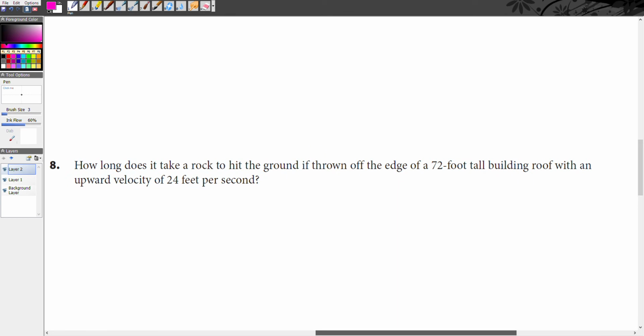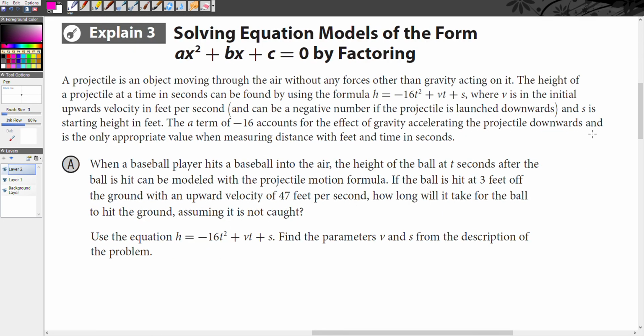All right, so now let's go ahead and take a look at some real-world examples. So take a look here. I have a little bit here to read, but it's important to go over this. It says a projectile is an object moving through the air without any forces other than gravity acting on it. The height of a projectile at a time in seconds can be found by using the formula h equals negative 16t squared plus vt plus s.